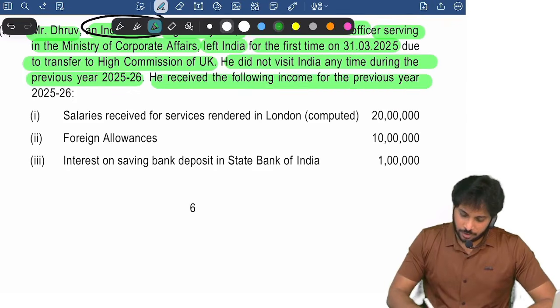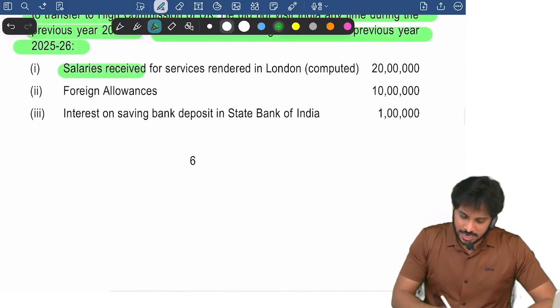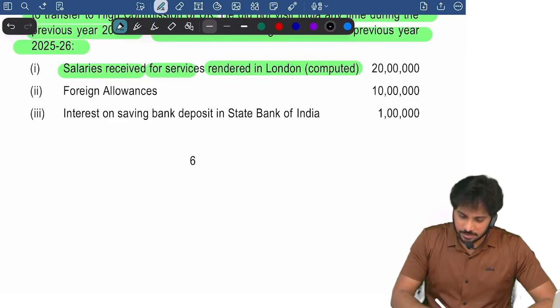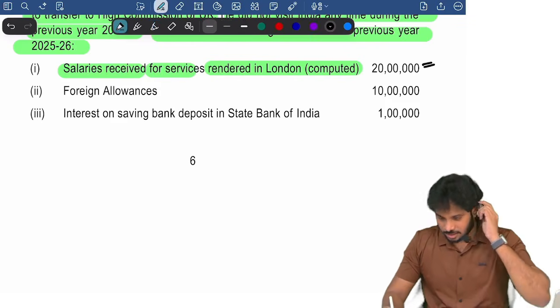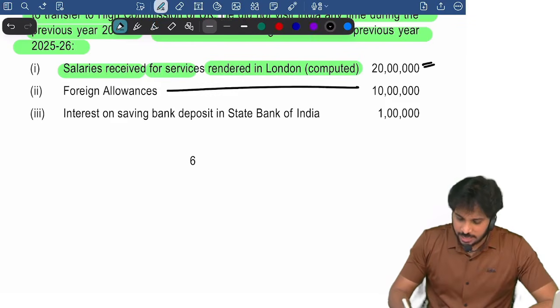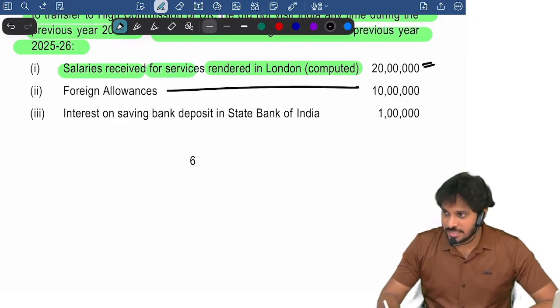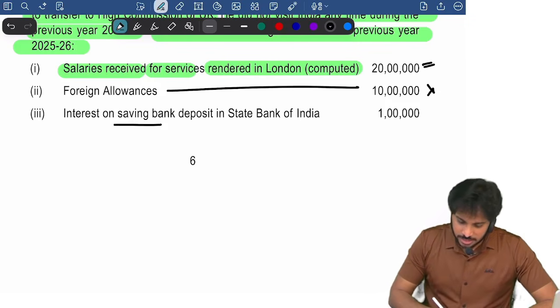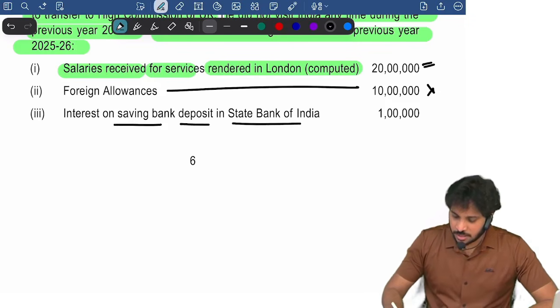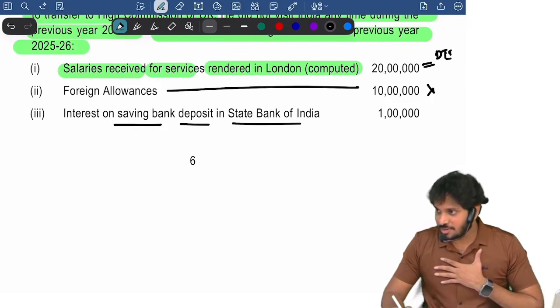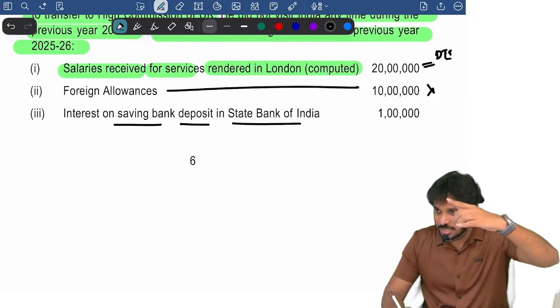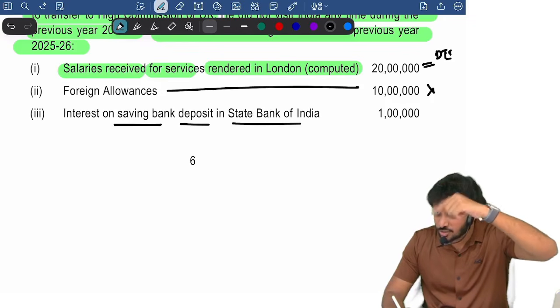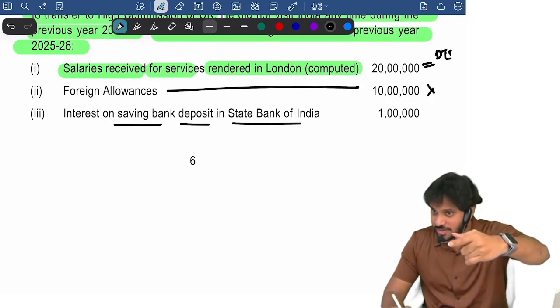He received following income for the previous year. Salary received for services rendered in London. Yes or no? 20 lakh. Yes or no? Next. Foreign allowances. Allowances paid to Indian citizen by Government of India outside India is exempt, not taxable. Yes or no? Then interest on savings bank deposit. By the way, this is income deemed to accrue in India. Salary paid by Government of India to an Indian citizen outside India, that's deemed to accrue or arise in India. So it's an Indian source of income. Already more than 15 lakh.